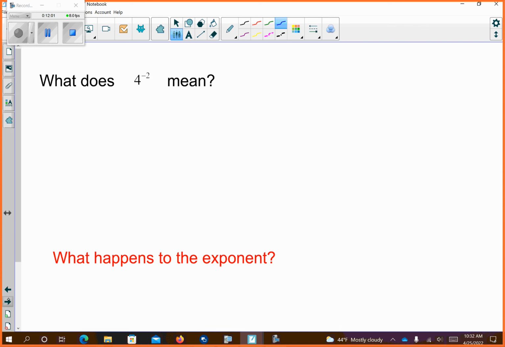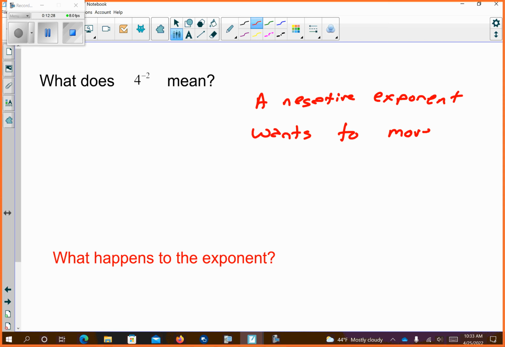All right, so to the 0. Now we have a negative exponent. Okay, a negative exponent wants to move from its location. Okay, so I'm going to just leave that there for a second. The negative exponent wants to move from its location. So I'm going to take this 4 to the negative 2, and I'm going to put it over 1.